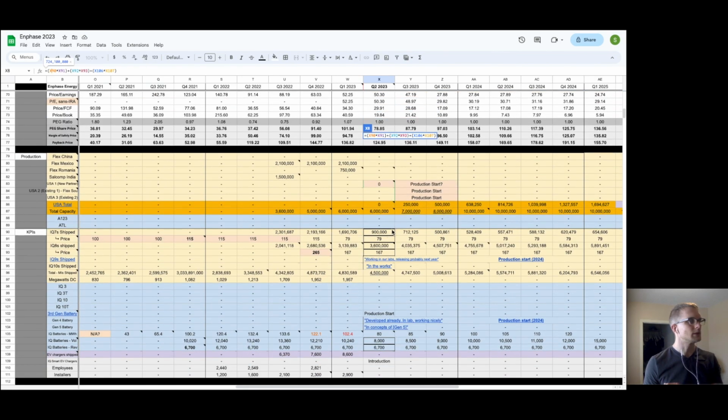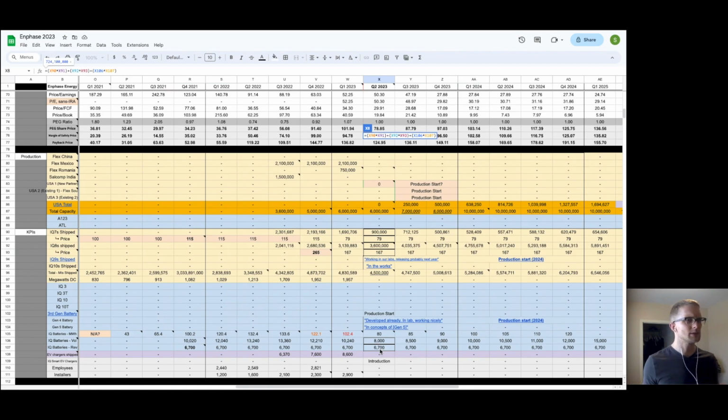which is essentially the number of IQ 7s shipped and their price, as well as the IQ 8s and their price, and as well the volume of batteries that are delivered and the revenue of the batteries. Important to note is that the price that we're using for the IQ 7s and the IQ 8s are the lowest tier that's available on their website. Again, model's very conservative intentionally.